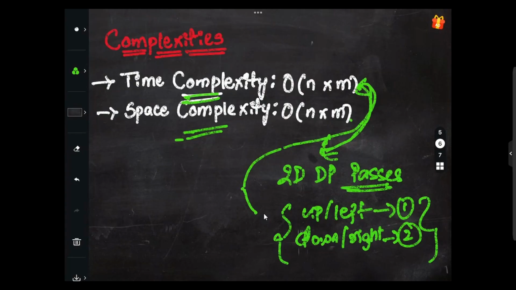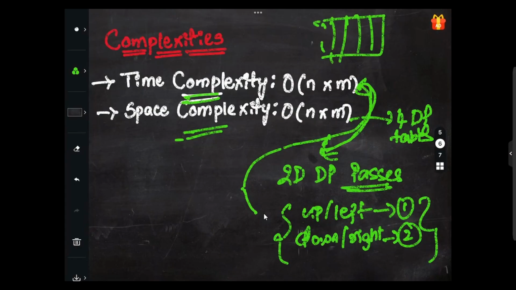Because we will be going with 4 DP tables plus a visited array. When I say 4 DP tables, they are up, down, left, and right, basically. 4 DP tables plus a visited array. So visited, suppose we have a grid of 6 into 8 cells, right? So we will be marking each cell once.